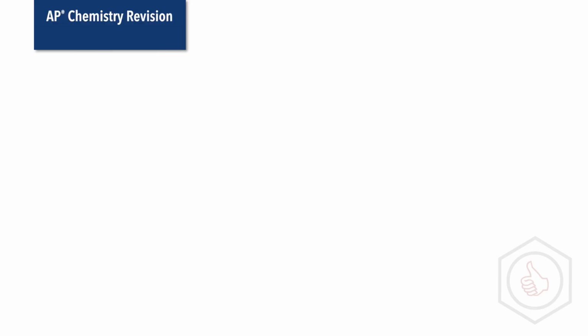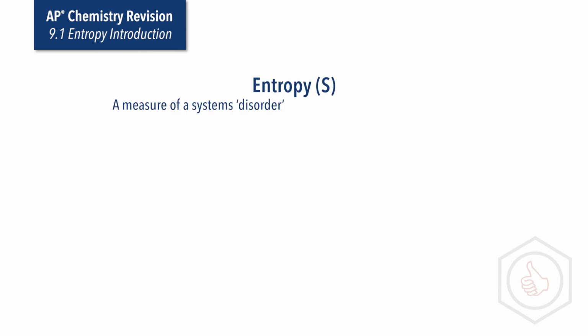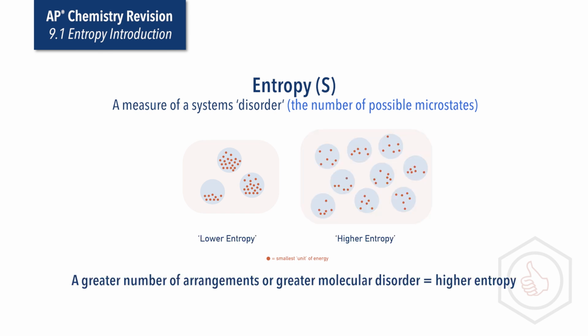Hello, so this is a revision video for AP Chemistry 9.1, Entropy Introduction. Entropy is often described as a measure of disorder in a system. In this context, disorder refers to the number of possible microstates, the different ways the energy of a system can be arranged at the particle level. A greater number of arrangements or greater molecular disorder corresponds to higher entropy.